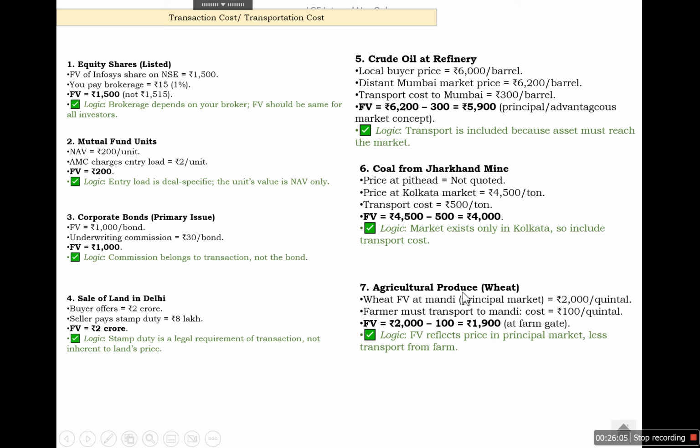And in case of agriculture produce, wheat fair value at the mandi, the principal market, is 2,000 per quintal. The farmer must transport to the mandi at 100 rupees per quintal. So the fair value will be 1,900, 2,000 minus 100. So the logic is that fair value reflects the price in the principal market less the transportation cost, and brokerage etc. will not be considered. Transaction cost will not be considered because it does not affect the fair value. But transportation cost does affect the fair value of the asset. So we need to consider the transportation cost, not the transaction cost.